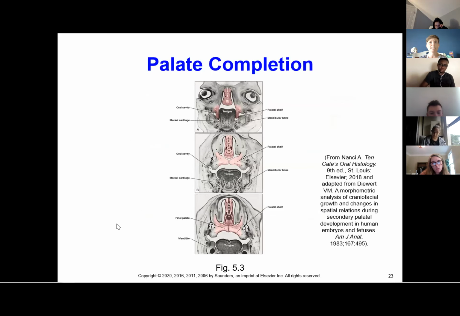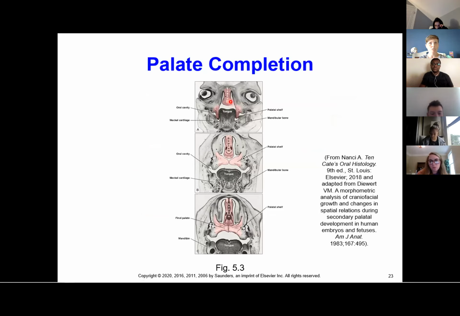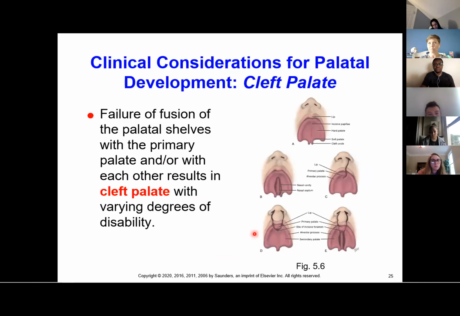Here, I'm going to grab a little laser pointer. You can see here's your oral cavity, there's your tongue, there's your nasal septum. And so here are your palatal shelves starting to go down. And then here's your palatal shelf starting to come across. Then the septum meets up at that fusion spot, and then you have your full palate complete. Here's that same picture that was in there a few minutes ago.